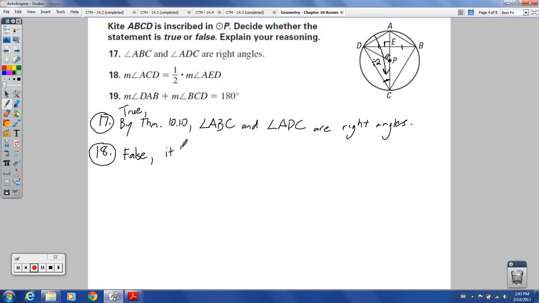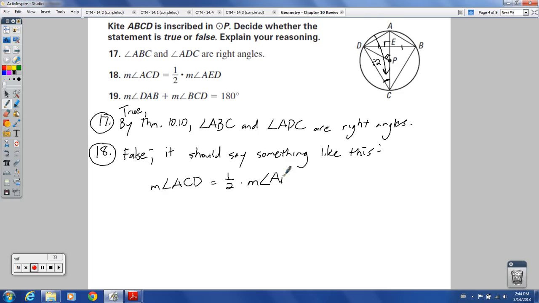And explain your reasoning. It should say something like this. That the measure of ACD would have to equal 1/2 times the measure of this angle, not this angle. That's not going to be a right relationship. So APD. If it said that, then I would say true, but it doesn't say that. It's saying that this is half of a 90-degree angle, so that is not going to work out right there.